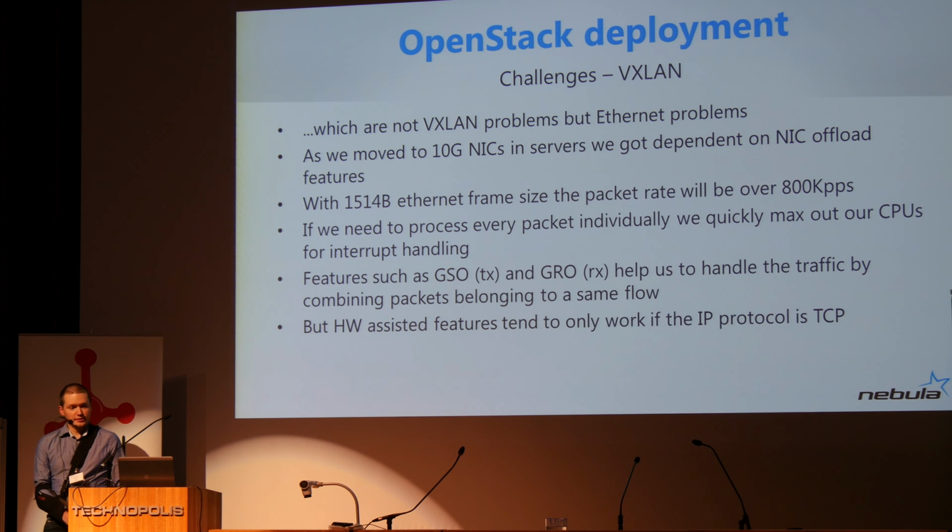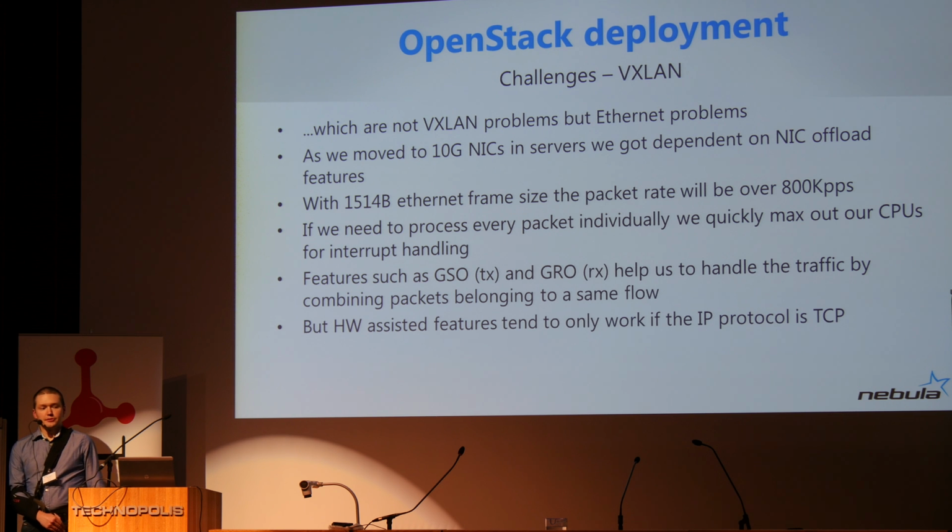But there are still problems, which are actually not VXLAN problems, but general Ethernet problems in Linux. Because as we move to 10G NICs in servers, we really got dependent on the hardware offload features. With standard Ethernet size at 10G speeds, you end up having over 800 kilopackets per second flowing. So if we were to process every single Ethernet frame, we would quickly max out our CPUs just for interrupt handling. This is why features such as GSO and GRO help us to handle this by combining these small packets into larger ones.